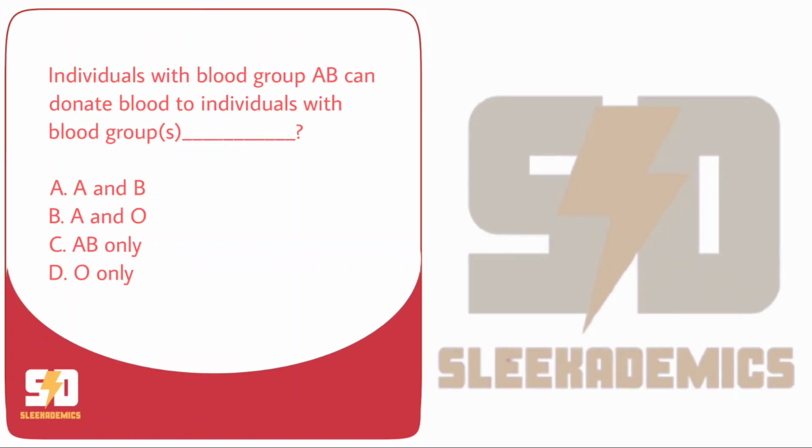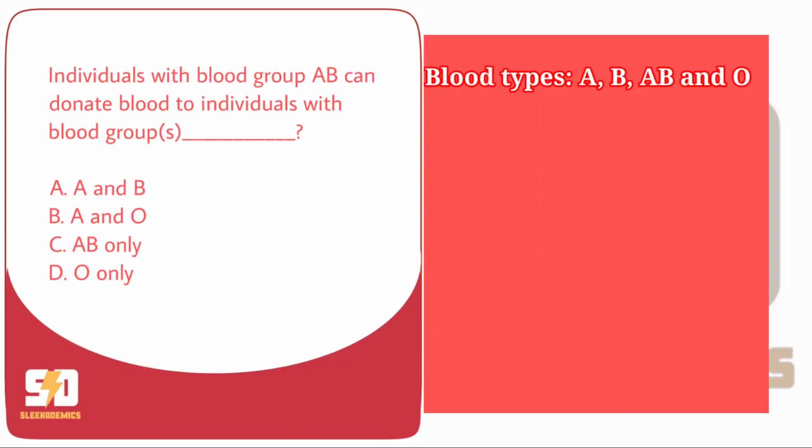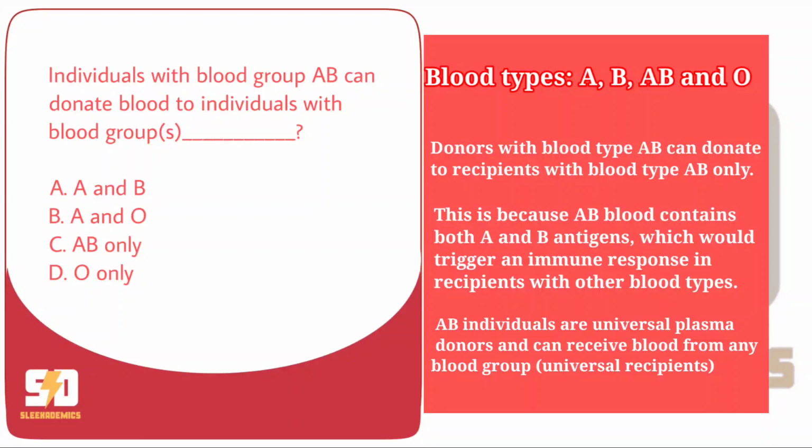The first question says individuals with blood group AB can donate blood to individuals with blood groups dash. Options we have: A and B, A and O, AB only, and O only. Well, we have blood types A, B, AB, and O. AB is a universal recipient, but AB can only donate to another AB blood group type. This is because AB contains both the A and B antigens, which could trigger an immune response in recipients with other blood types. So the correct answer to this question is C, which is AB only.